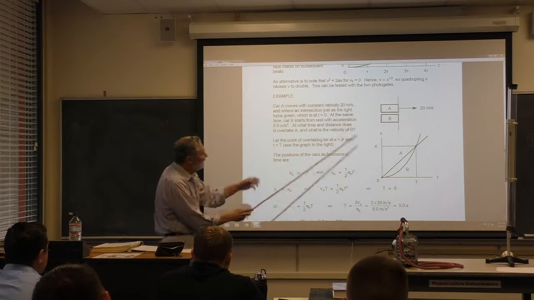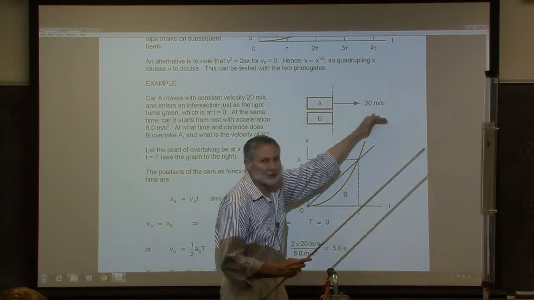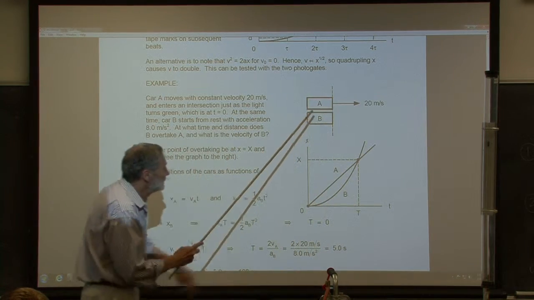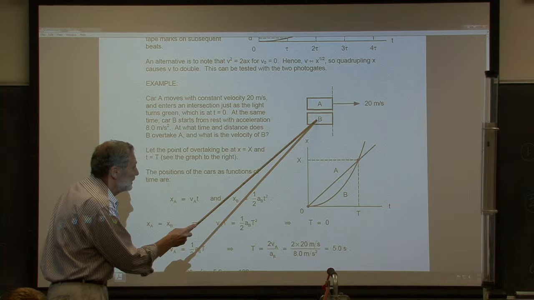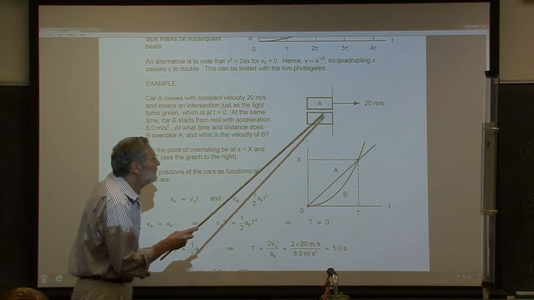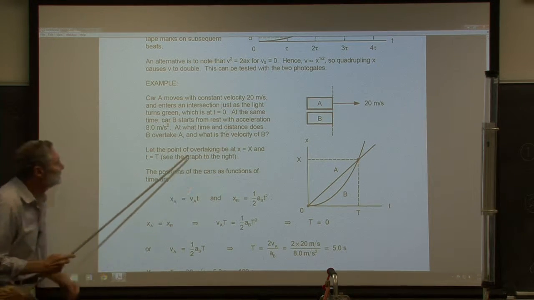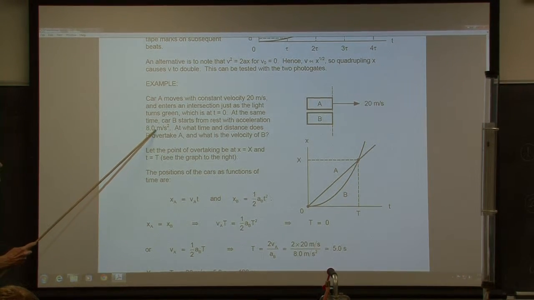So this is like time t is equal to 0 here. They're both at the same location. Our motion is along this direction. This car is at rest at that moment. This one's moving at a constant speed of 20 meters per second. And right at this moment, this person accelerates with a constant acceleration of 8 meters per second.